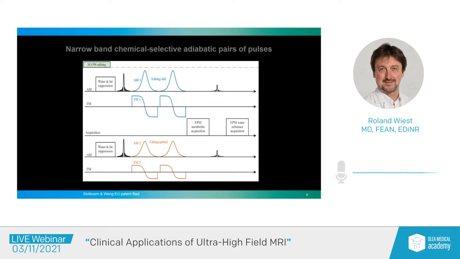So our sequence is based on 2 experiments. First there's a non-adiabatic 90-degree pulse that excites the complete spin system, and this is then followed by 2 adiabatic pulses. During the first experiment, the complete spectrum is refocused, and then during the second experiment, only parts of the spectrum are refocused. And so the subtraction of the different responses yields at the end the edited spectrum.